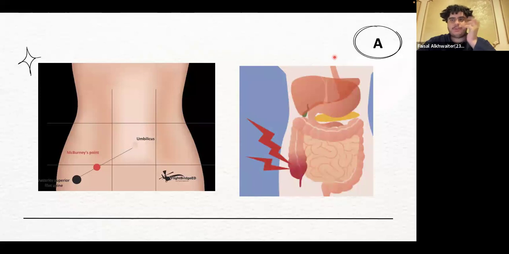And then you have a lot more tests. You can't just say, okay, that's it. We do have the psoas tests. We do have a lot of ways to confirm it, but McBurney's point is one of the most well-known.